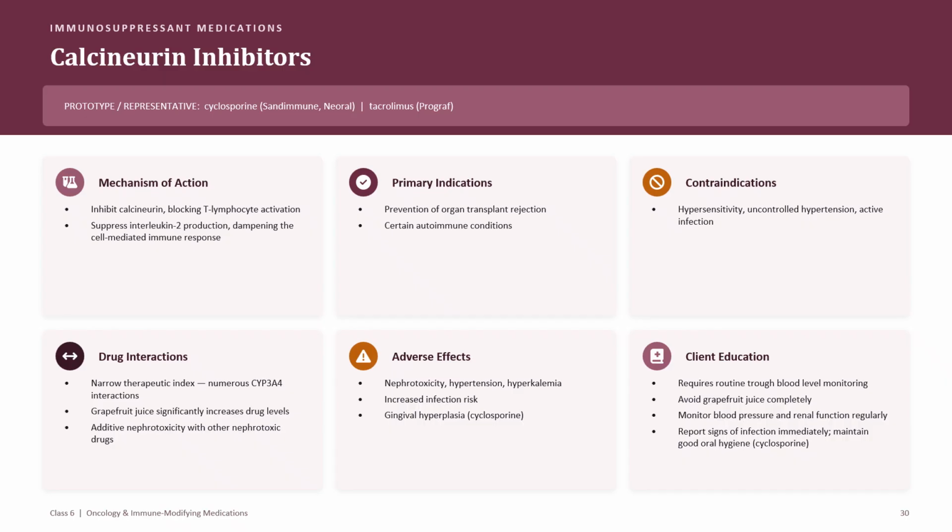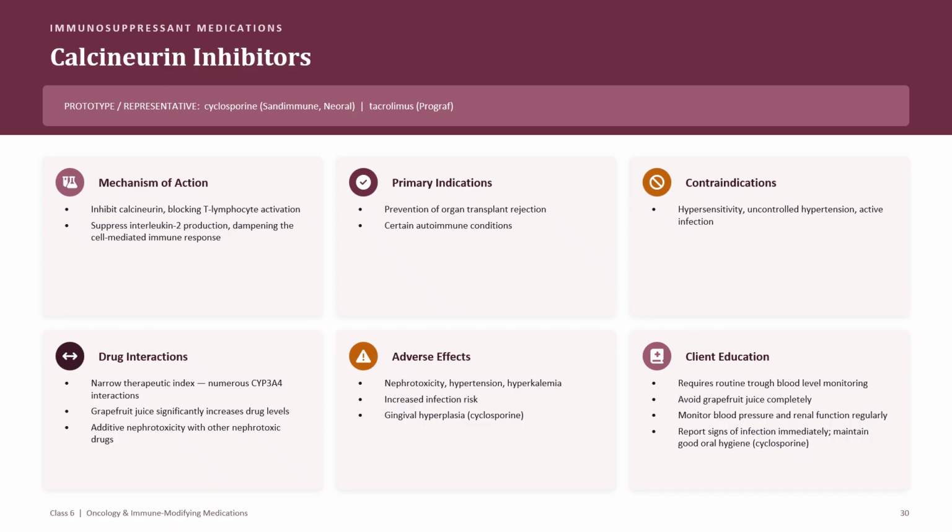These are narrow therapeutic index medications, which basically means the window between not enough and too much is very small. That's why with these medications, routine trough blood level monitoring is not optional. It's required. You have to draw a trough before you can administer your next dose. So you're basically threading a needle between under-suppressing, risking rejection, and over-suppressing, which risks toxicity and infection.